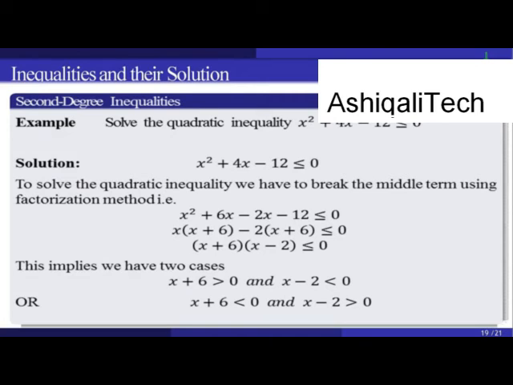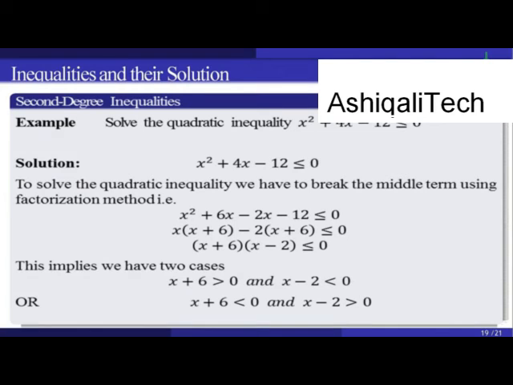So we take x common from the first two terms. So we get x into x plus 6. Similarly, we take minus 2 common from the third and fourth term. So we get minus 2 into x plus 6 is less than or equal to 0. So writing in the product form, we get x plus 6 into x minus 2 is less than or equal to 0. This implies that we have two cases.